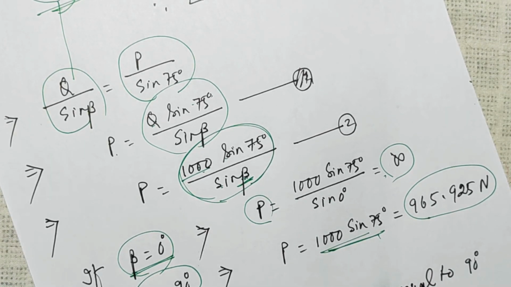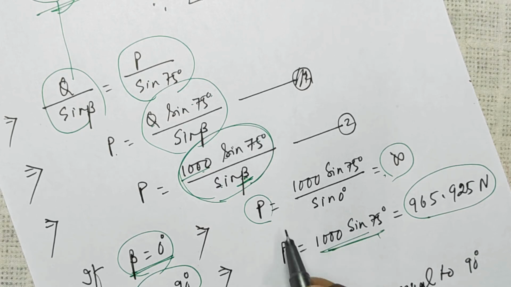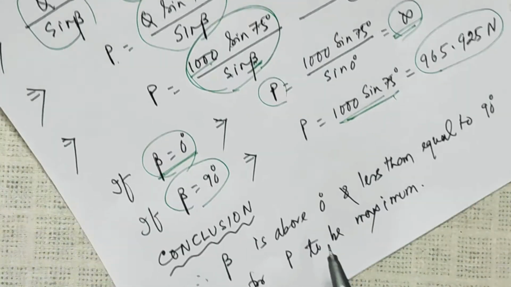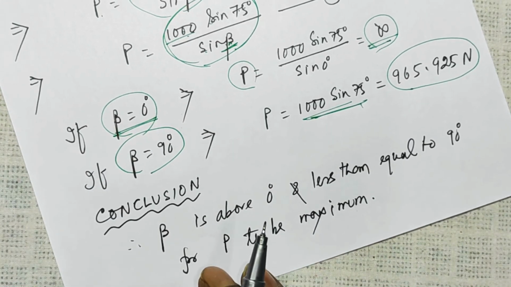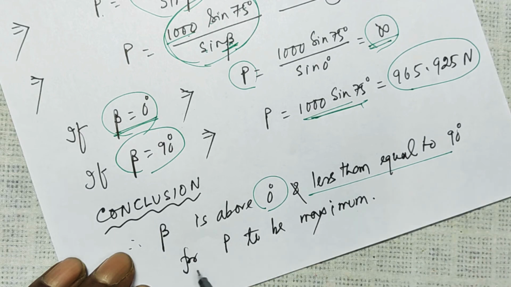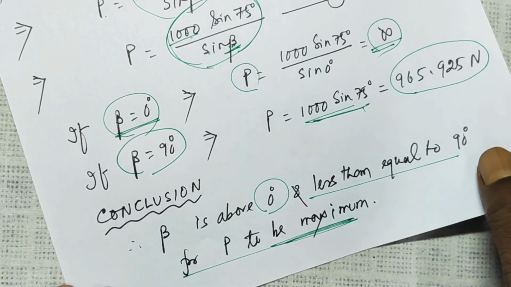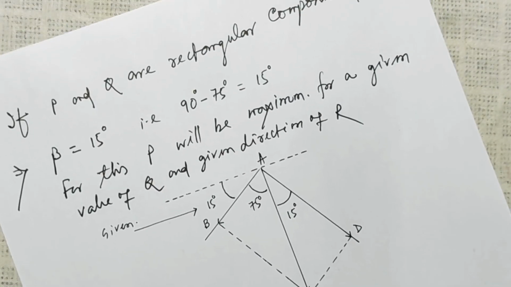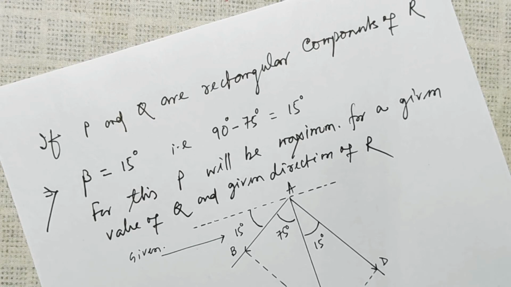So what is the conclusion? Beta is definitely not 0. If beta becomes 0, your P becomes infinite, which is not possible. Therefore, beta is above 0 degrees and less than or equal to 90 degrees for P to be maximum. Now, only one last place for P to be maximum.